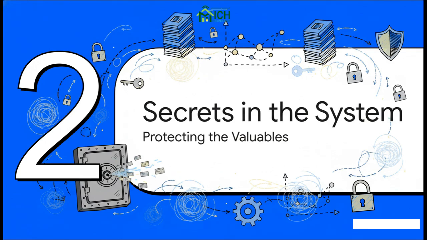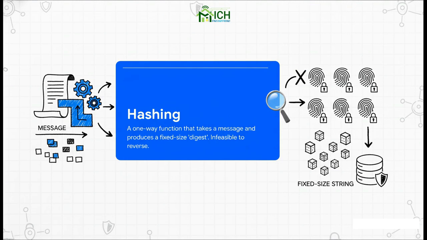Okay, so now that we've got the blueprint, let's talk about what's actually inside the vault, our data. And protecting these valuables requires some pretty powerful digital secrets. It's a whole practice known as cryptography. The bedrock of protecting digital secrets is something called hashing. It's kind of like creating a unique, completely irreversible fingerprint for a piece of data.